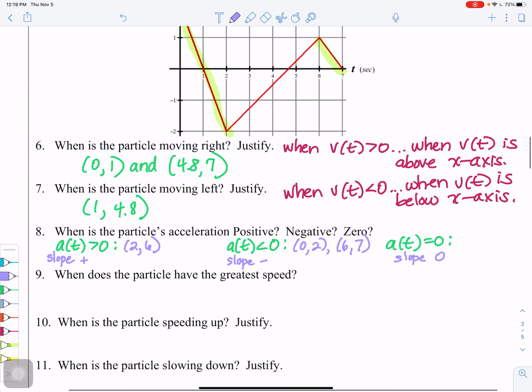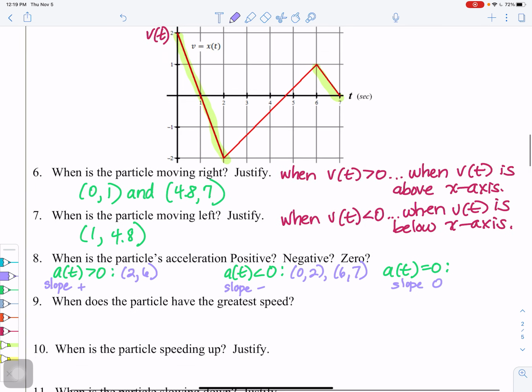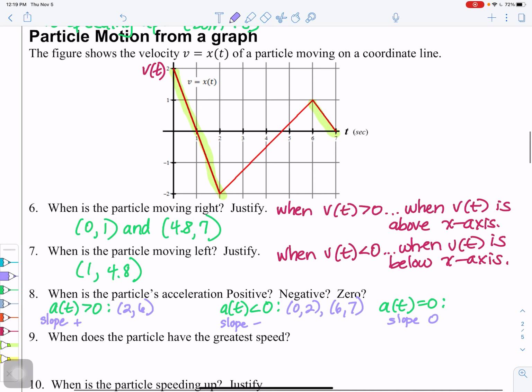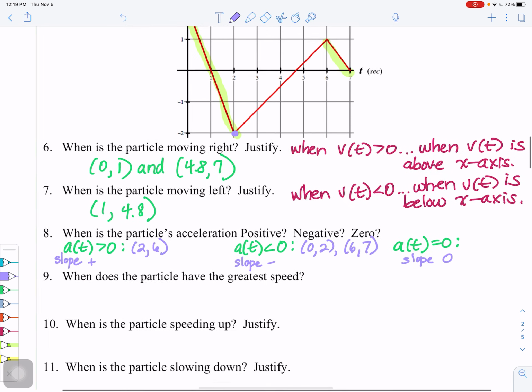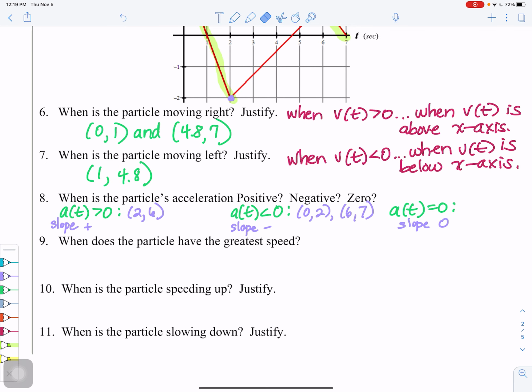Okay, when does the particle have the greatest speed? The particle has the greatest speed, either positive or negative, at the highest values of velocity. So you have 2 and negative 2, since speed is positive. So at t equal to 0 and t equal to 2.